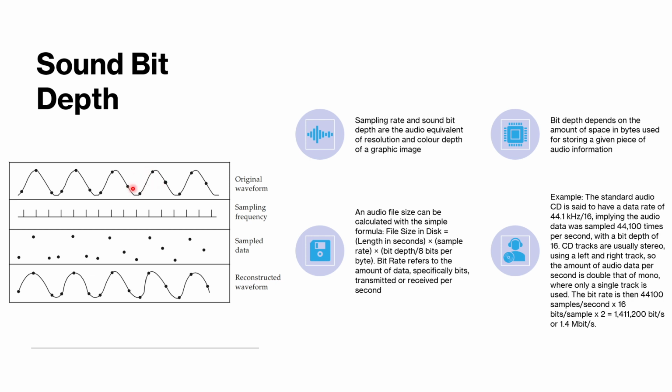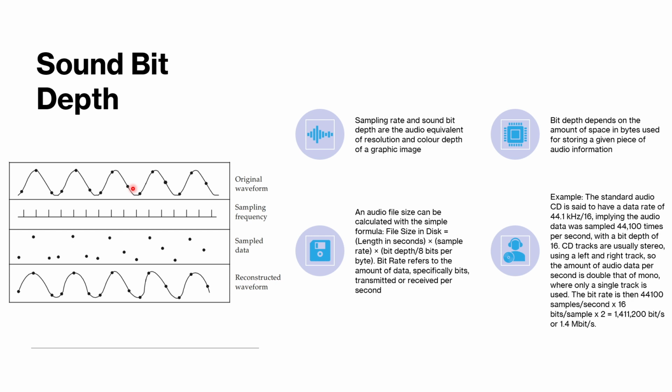Now, sampling rates and sound bit depth are the audio equivalents of resolution and color depth of a graphic image. So in graphics or pictures, or just like our screen, or even in some movies or picture qualities, we talk about the resolution of the picture or the resolution of the graphic. And that has got to do with pictures and also graphics.